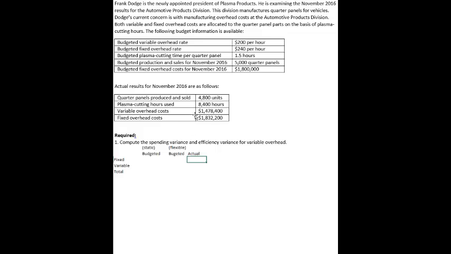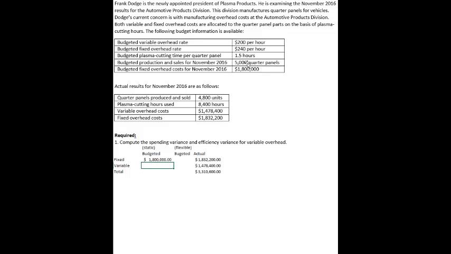So if we take some parts of this problem and plug them into our little formula here, we've got the actual variable overhead costs of 1,478,400. And we have the actual fixed overhead costs of 1,832,200, for total actual overhead costs of 3.31 million. Now my original budget said I want to have fixed overhead of 1,800,000, and it doesn't give me a variable overhead amount. We actually have to calculate that.